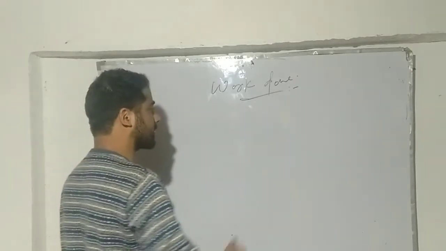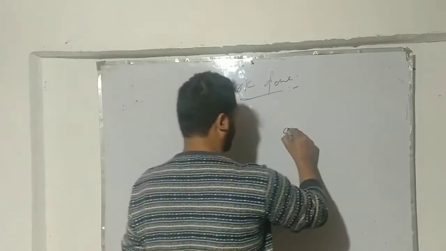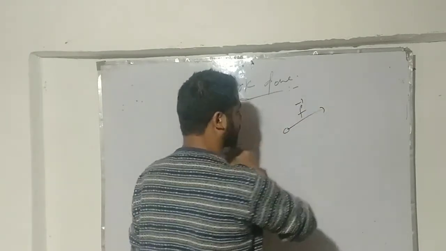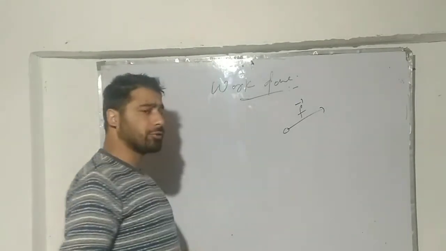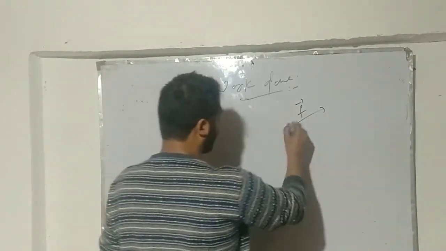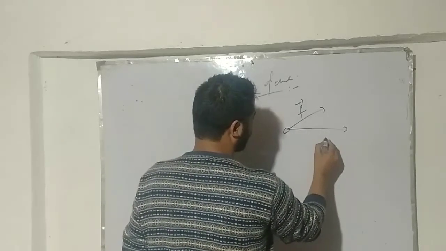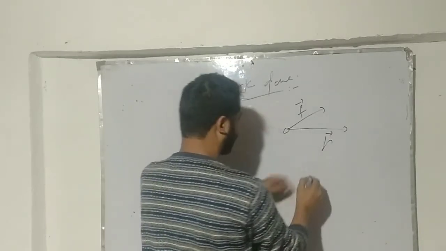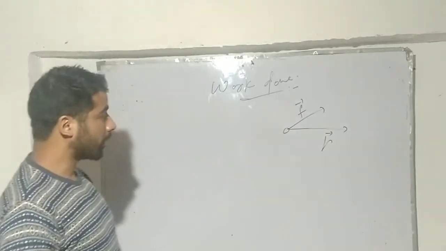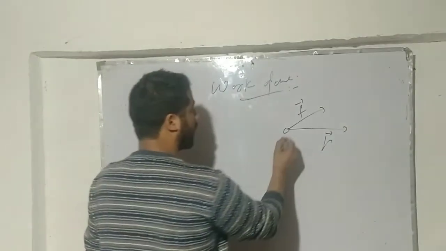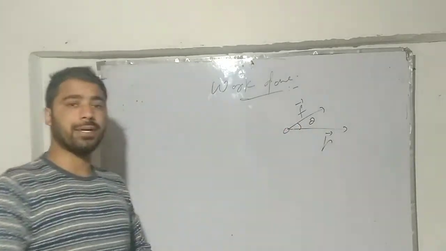For that, I will consider here a particle on which some force is going to act along an arbitrary direction. At the same time, I assume the particle gets displaced by this applied force in this direction. I'll call this my displacement vector r for a given particle motion by the application of force. But the force makes an angle theta relative to the particle displacement.